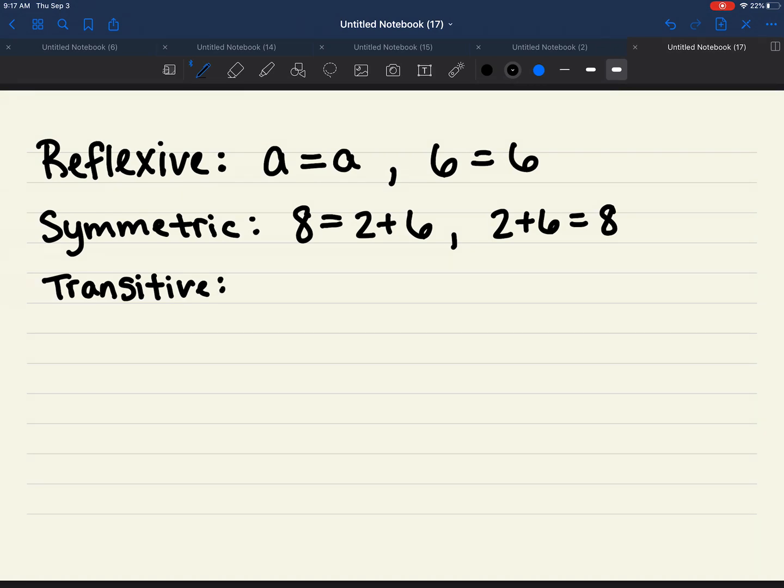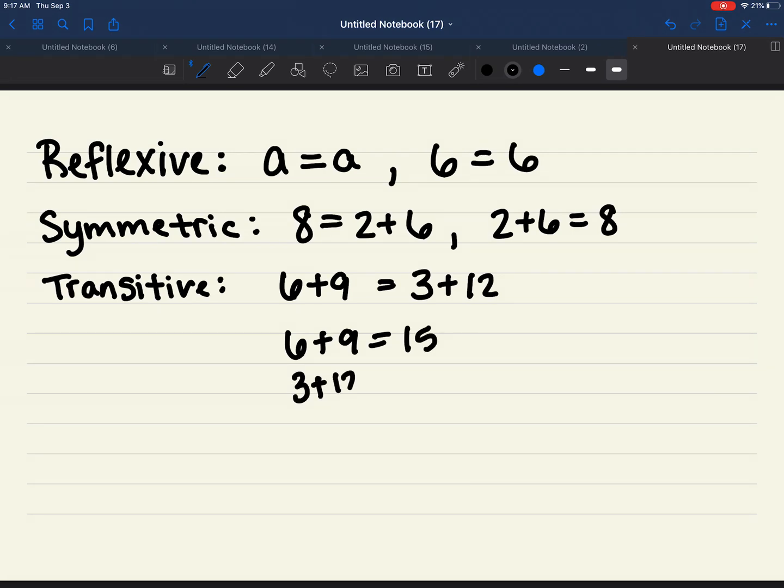All right, transitive property is next. Okay, transitive property basically says this. If we know 6 plus 9 is equal to what? 15. And we know 3 plus 12 is equal to 15, then you could just say 15 is equal to 15. Okay, it basically just allows you to substitute.